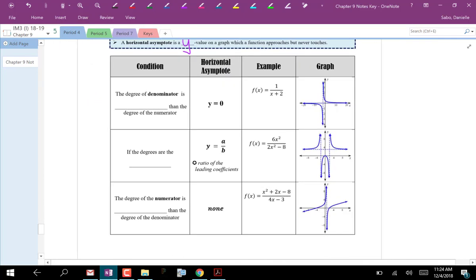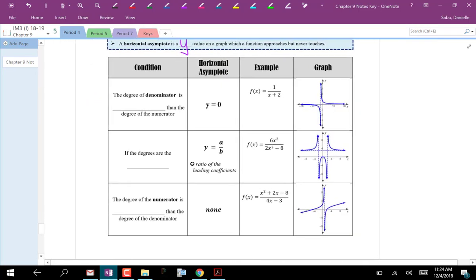The first one is if the degree of the denominator is larger than the degree of the numerator, automatically your horizontal asymptote is at y equals 0. It's just a given. No matter what, y equals 0 is going to be your asymptote. So let's go through that here.